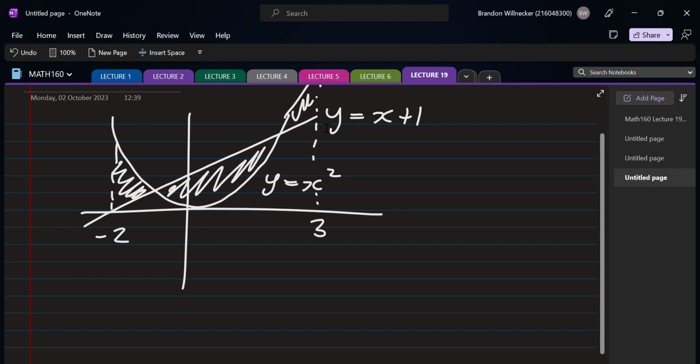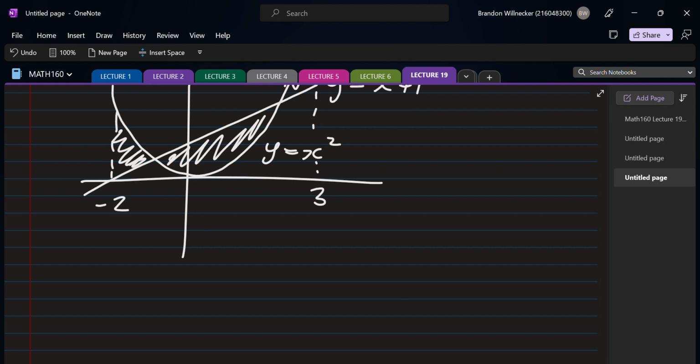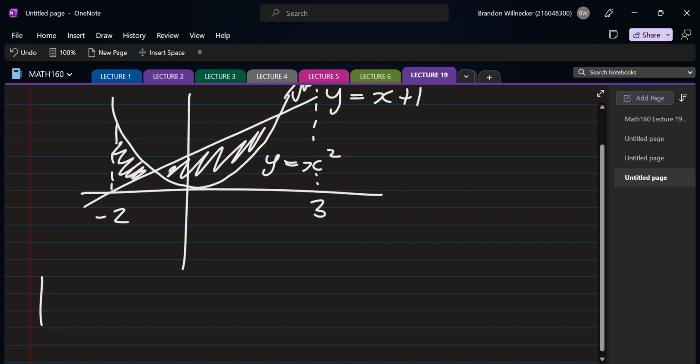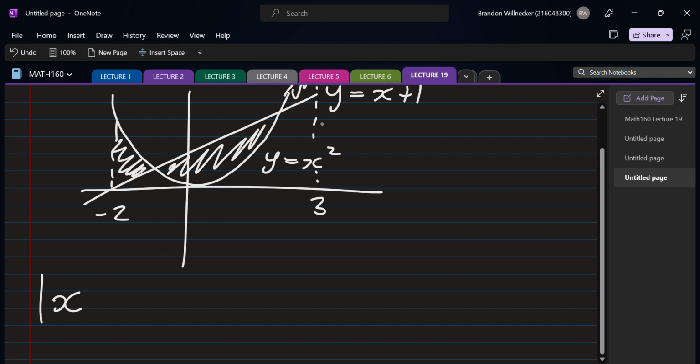Okay, so you can split this up into 3 integrals if you do know which one's above and which one's below. Okay, so if you do know, you can do it like that. If you don't know, we can just use the absolute value method. So let's do that. So we're going to look at the absolute value of, again, doesn't matter which one's which. Let's take the parabola first. So x squared minus x minus 1.